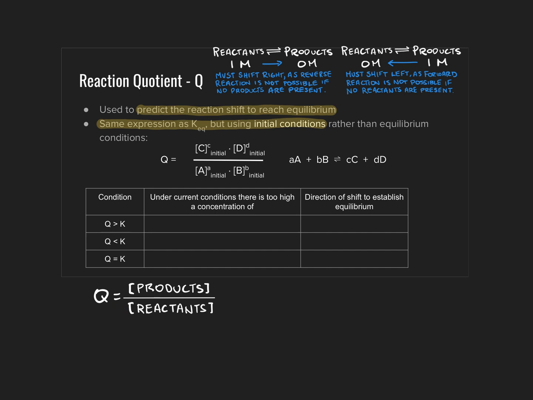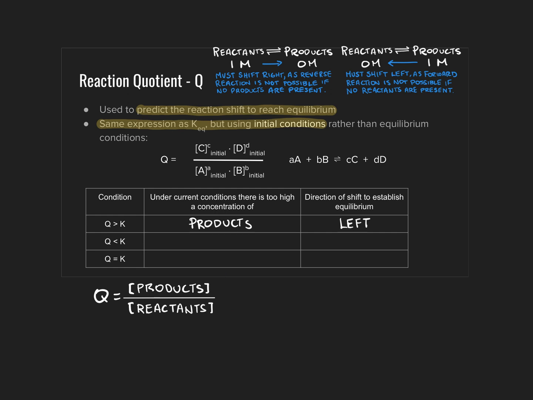Therefore, to get to that equilibrium point, the value of Q would have to get smaller. To make the value of Q smaller, the concentrations of my products, the things in my numerator, would have to decrease, and the concentrations of my reactants, the things in the denominator, would have to increase. Which implies this system would have to shift towards the reactants to get to its equilibrium point. So we would say that if Q is larger than K, the system would shift to the left towards the reactants to establish equilibrium.